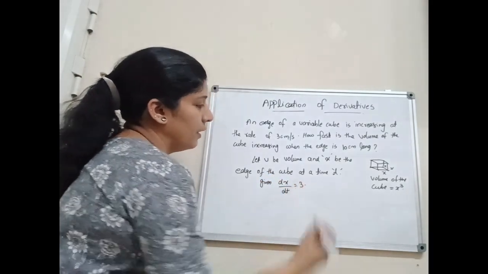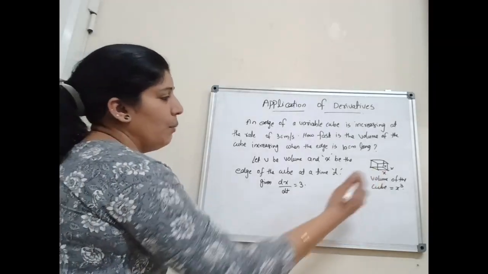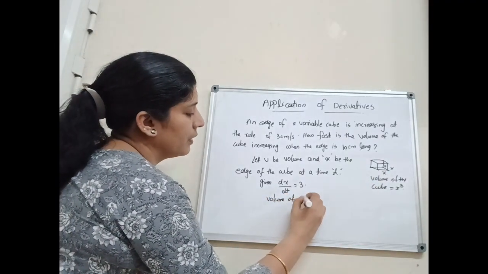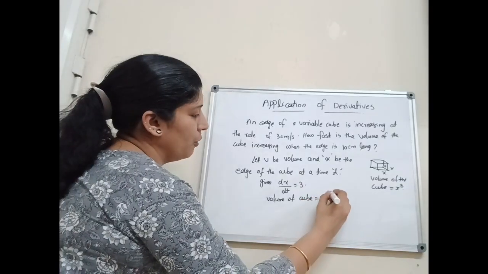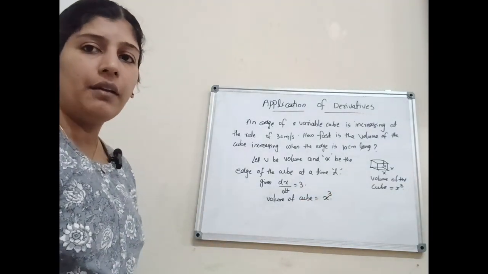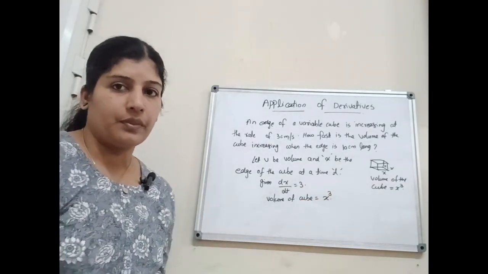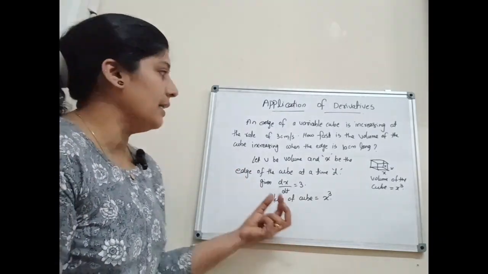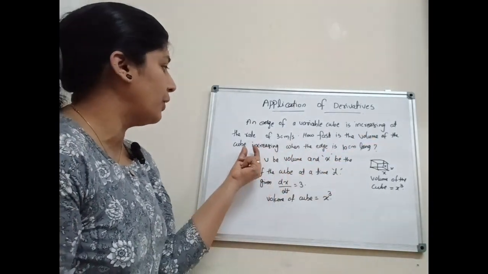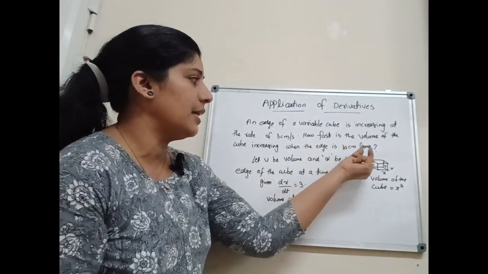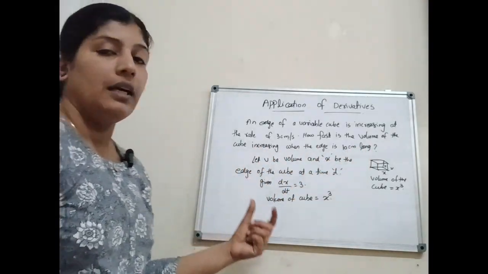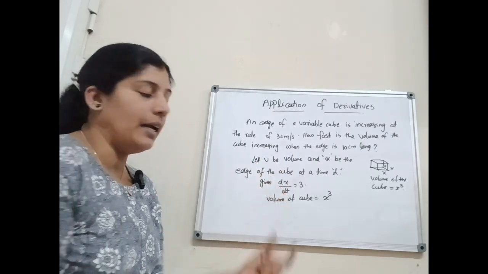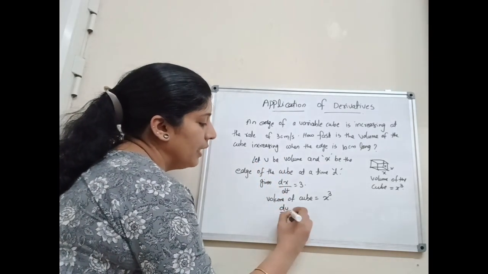We know that the volume of a cube is equal to x cube. Let x be the edge of a cube, then volume is equal to x cube. Next, we have to find out dv by dt. That is, how fast is the volume of the cube increasing when the edge is 10 centimeter long. Here we have to find the rate of change of volume at t, that is dv by dt.